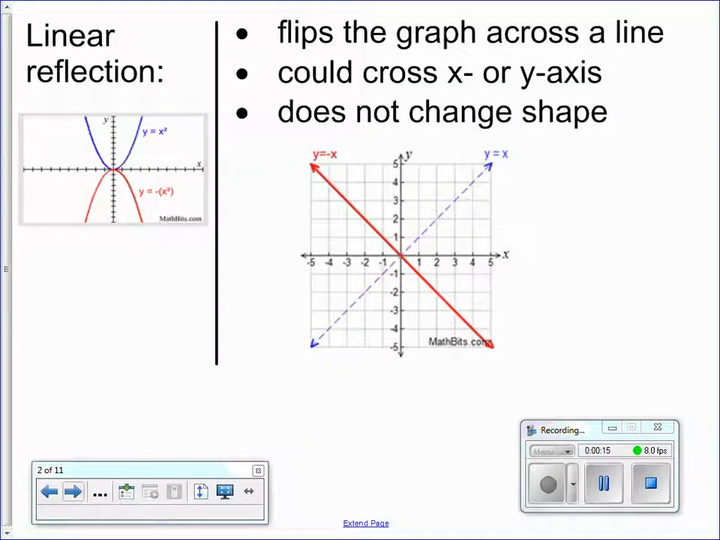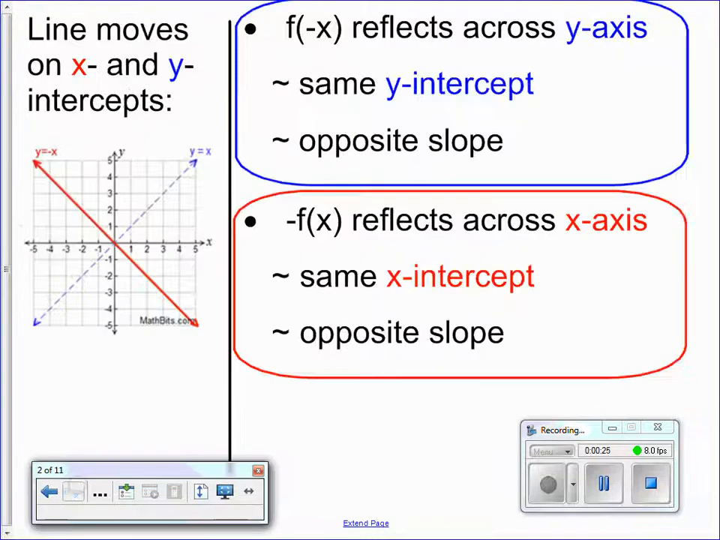So linear reflection means that it's flipping across a line. It could be the x-axis or the y-axis, but it doesn't change shape. If it's going across the y, that means it has the same y-intercept but an opposite slope. If it was positive slope, now it's negative. If it was negative, now it's positive. When the negative sign is on the outside, it means it's reflecting across the x-axis, which means the x-intercept is the same, but again, we have opposite slopes.